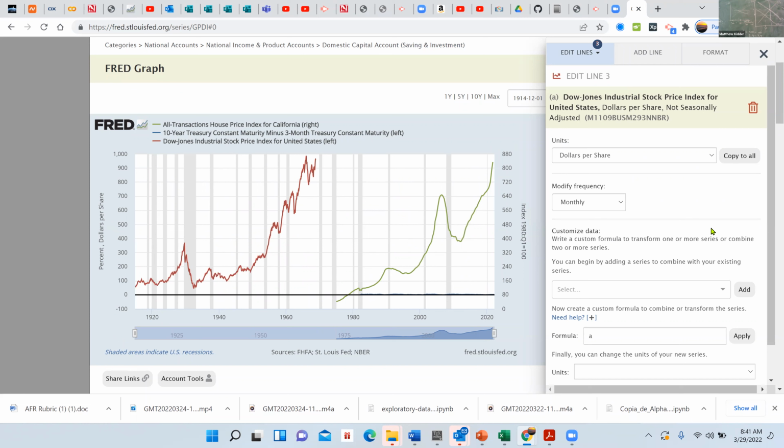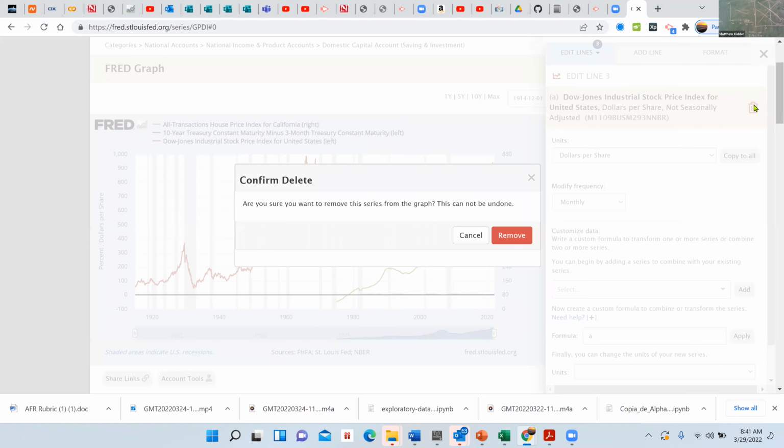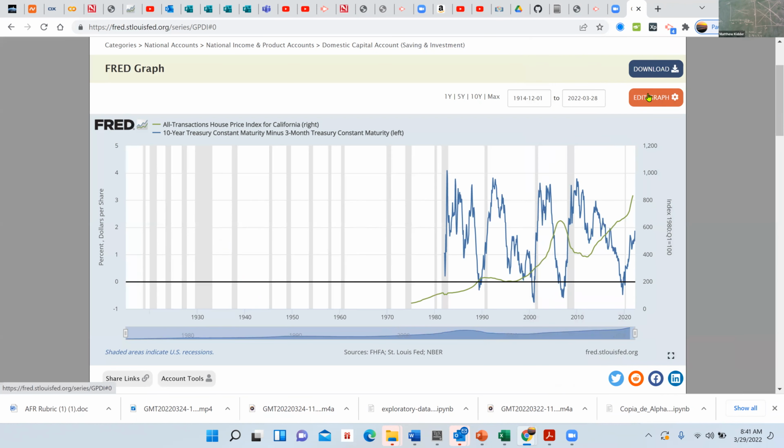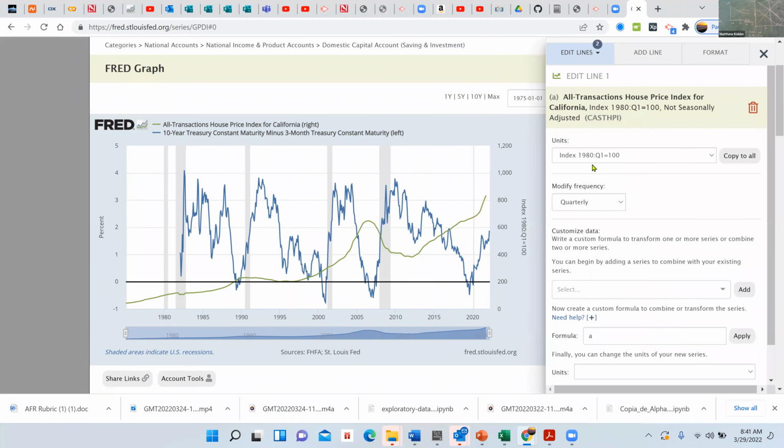Dow Jones. Where is that going to be? Why does that end in 1960? That's garbage. I wonder if there's a stock price index. Let's look at that.